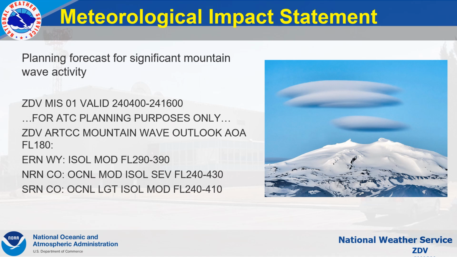Meteorological impact statements aren't used quite as often, but they are mostly used for planning purposes for significant mountain wave activity here at Denver Center. If we look at the data and think that there is a significant mountain wave event occurring in the next couple of days, we can issue a meteorological impact statement to just get the word out. Here's an example of an MIS one of us issued during a mountain wave activity. Again, reads fairly similar to how an AIRMET or SIGMET would look, just with some more supplemental information.